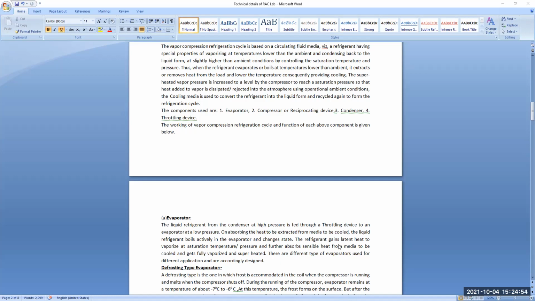So, what is the refrigerant doing? It gets the latent heat to vaporize at a certain temperature and pressure, and again absorbs further sensible heat from the media to be cooled, and then gets fully vaporized and superheated. So all the liquid particles of the refrigerant will be fully vaporized in the evaporator itself, and the heat required will be drawn from the evaporator chamber itself as latent heat, which enables the required cooling inside the evaporator itself.